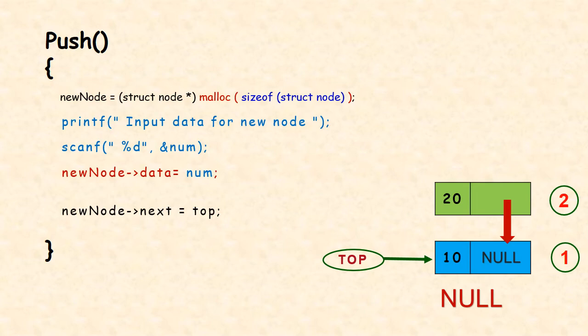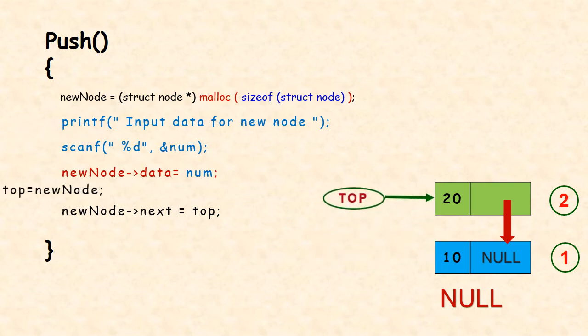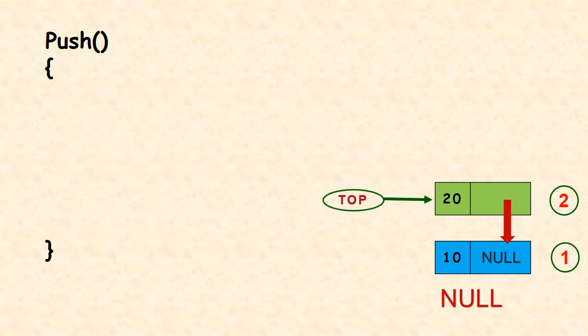Okay. Now the new node is placed, right? The newly placed node is the top. So I have to point that node as top. Okay. So top has to point to the new node. To do this, top is equal to new node. Okay. And this will be repeated again.